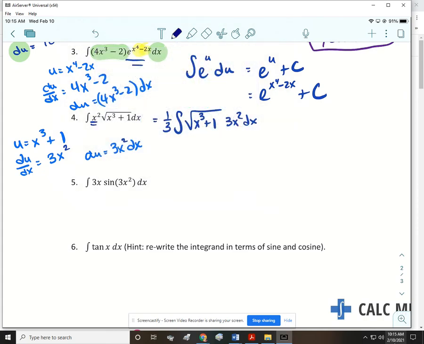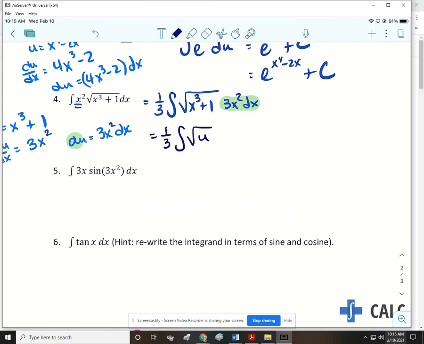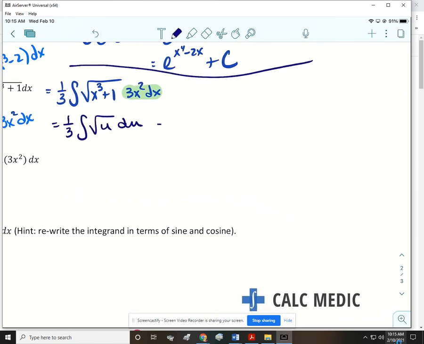All right, so then in the place of x cubed plus 1, I'm going to put my u. And then in the place of 3x squared dx, I'm going to put du. Okay, I'm going to rewrite that again because we want a power of 1/2 instead of the square root symbol.